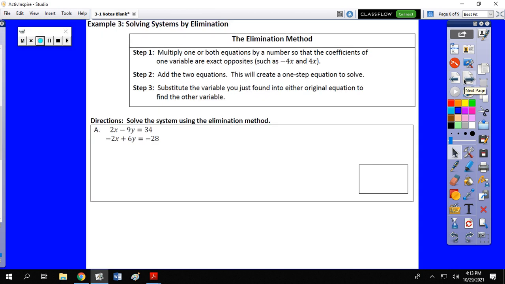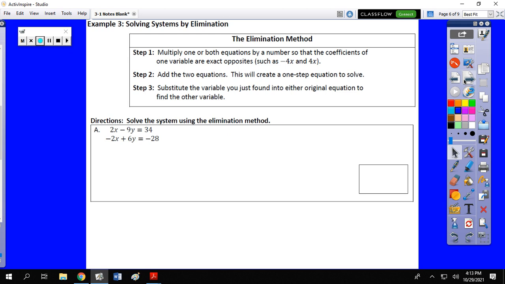Alright, ladies and gentlemen, welcome to the third and final video for Chapter 3, Section 1 in your Algebra 2 book, covering algebraic methods for solving systems of equations. This third and final method is known as the elimination method, and we generally only use this method when both equations are in standard form.